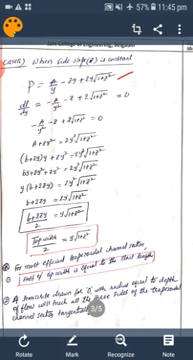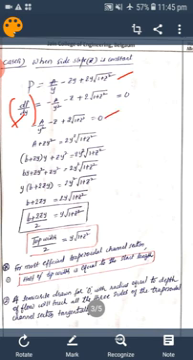Then for a minimum perimeter, dP by dy is equal to 0. Just differentiate this equation with respect to y. As I said, side slope is constant, the variable is depth of flow. With respect to depth of flow, when you differentiate perimeter, you will be getting this one.